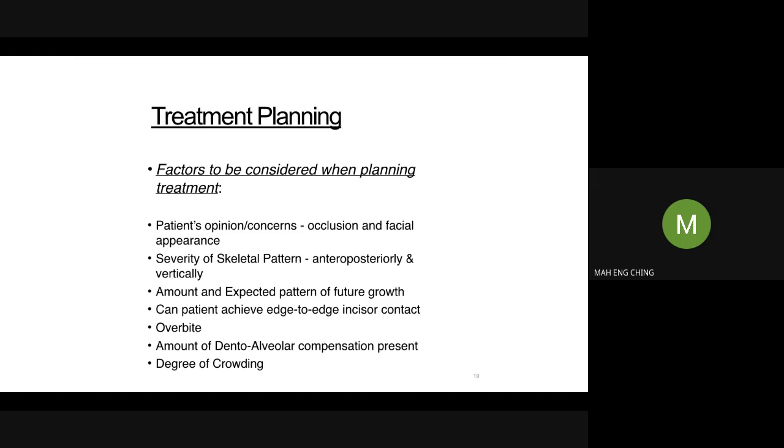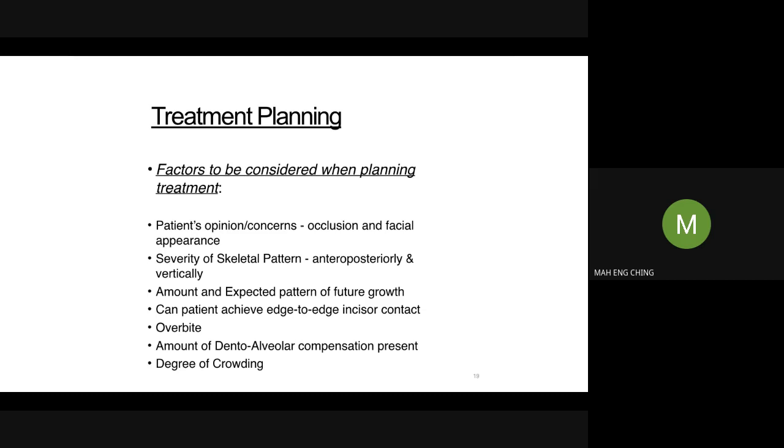Then, can the patient achieve the edge-to-edge incisor contact? It just means, can the patient bring the incisors together? If you see the patient in reverse bite or crossbite anteriorly, then you ask the patient to try to bring the upper incisor and the lower incisor edge-to-edge. If they are able to do that, then maybe the patient is a pseudo class 3, which is due to the incisor contact, then the mandible slides forward. This kind of patient, the prognosis is good compared to a patient who cannot achieve the edge-to-edge incisor. That's considered quite severe or moderate class 3. That's more difficult to treat.